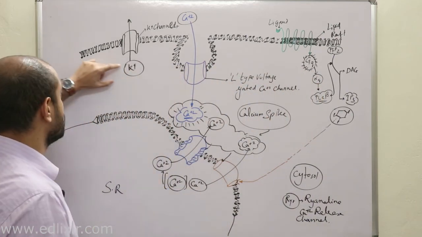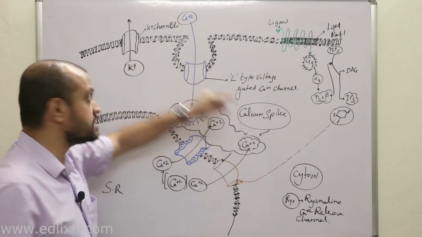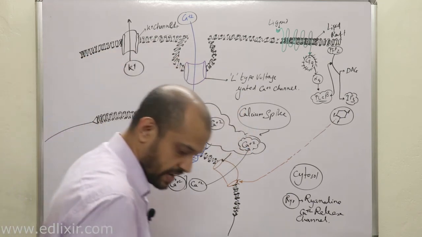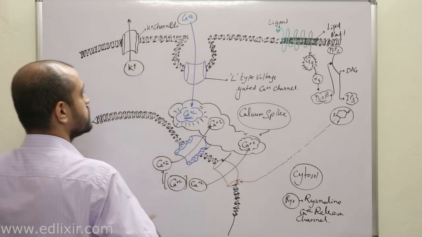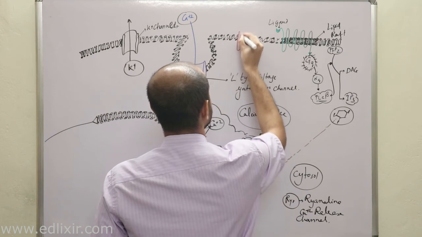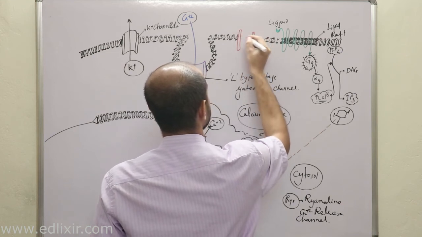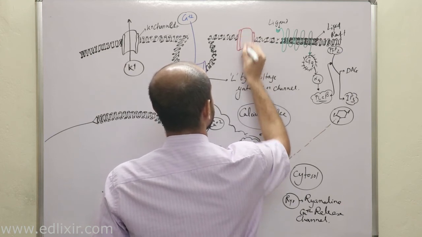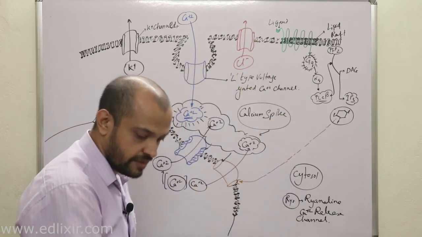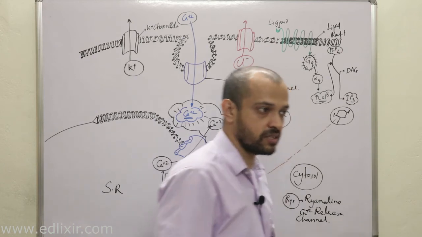But when this calcium spike results in the opening of the potassium channel, it also helps in opening voltage gated chloride channels. And when these two channels are open, then inactivation of that particular smooth muscle occurs.